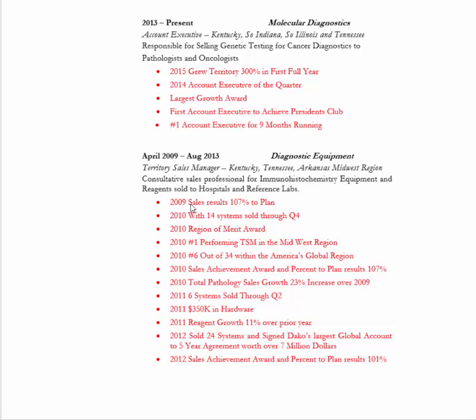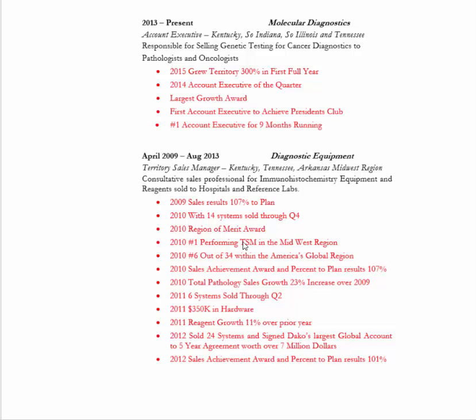But you can see, started off 107% to plan. I won't get through all this, but you can see number one performing territory sales manager in the Midwest. Number 6 out of 34. This is a perfect format. You want to put the number of people. 6 out of 34 tells you how well the person did.